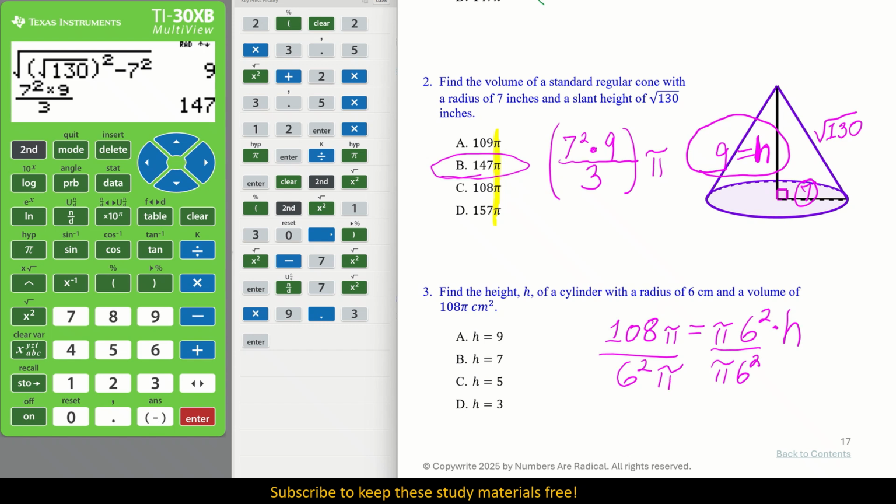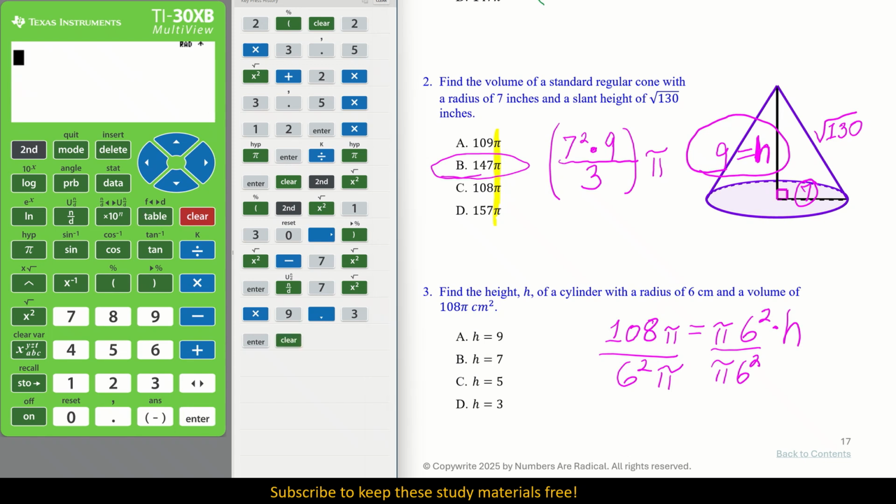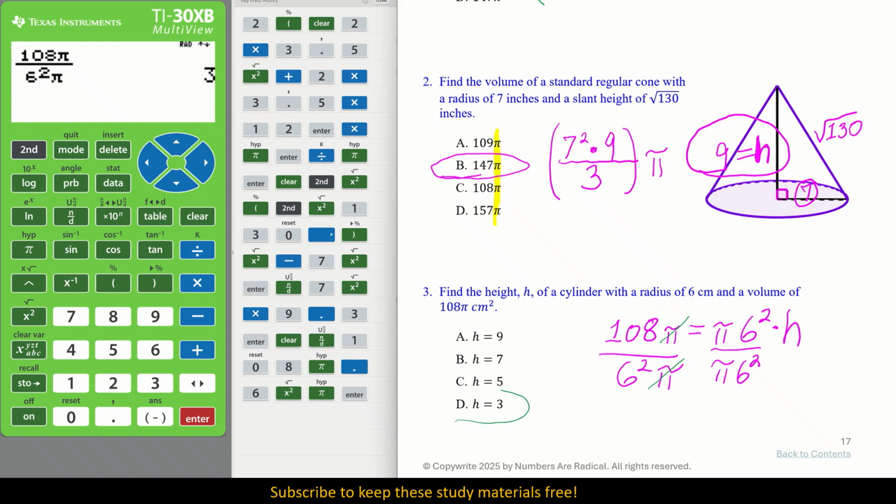Now, you probably see a theme going on here, but let's just pop this in the calculator. What do we not need? We do not need pi. That cancels. You can put it in if you like, it doesn't matter. I'm going to put it in. 108 pi, and then go down, 6 squared, and type in your pi, push enter, and your value is a height of 3.